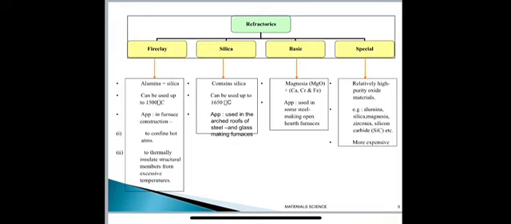Special: relatively high purity oxide materials. Example: alumina, silica, magnesia, zirconia, silicon carbide. More expensive.